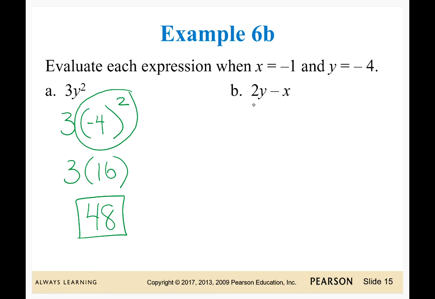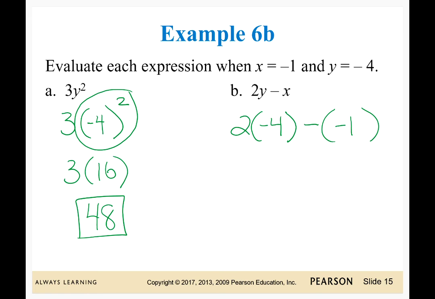All right, B, same thing. We're going to take that variable expression, take all the variables out, and replace them with parentheses. So y is -4, so -4 goes in here, and x is -1, so -1 goes inside there.